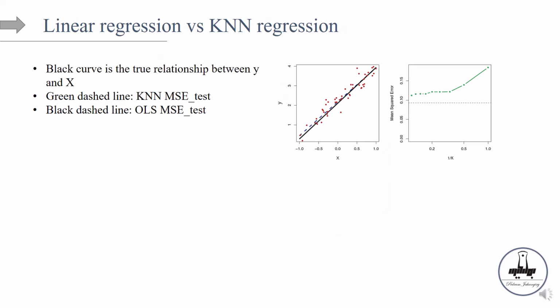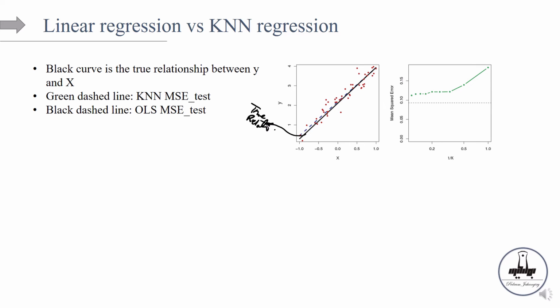Okay. All right. Now let's conclude this episode by comparing linear regression versus KNN regression. Imagine the black curve is the true relationship between y and x. So we know that the true relationship is linear. In general, the true relationship is not observable. This is what we are trying to estimate. But let's say, for the sake of argument, this is the true relationship.